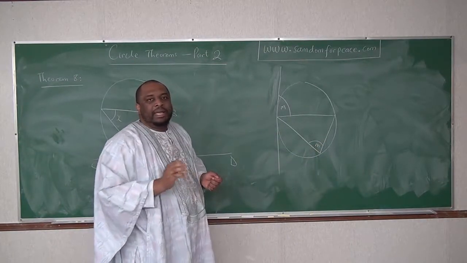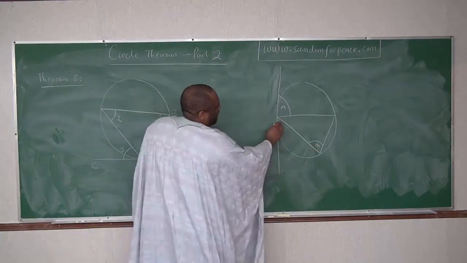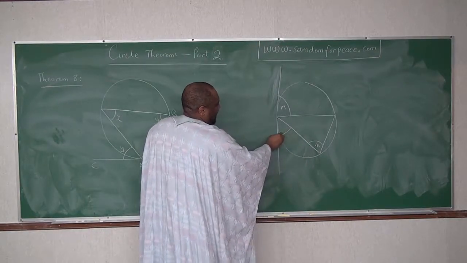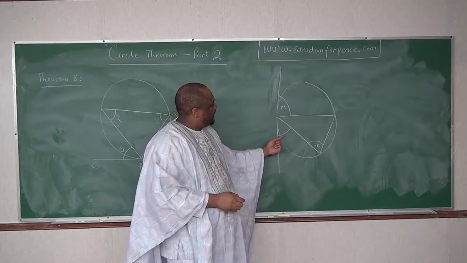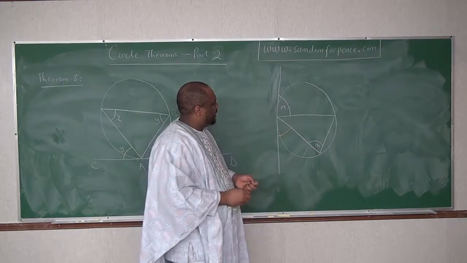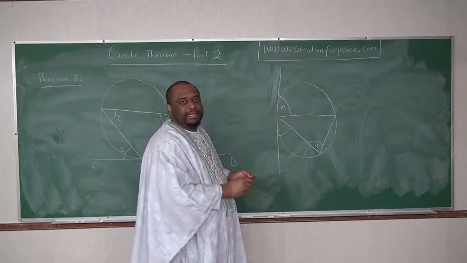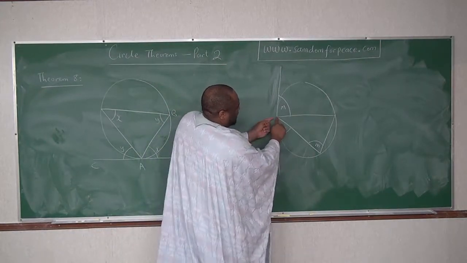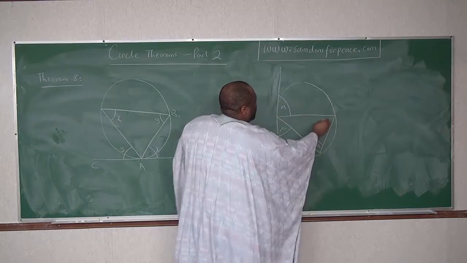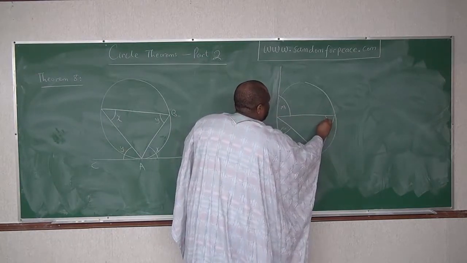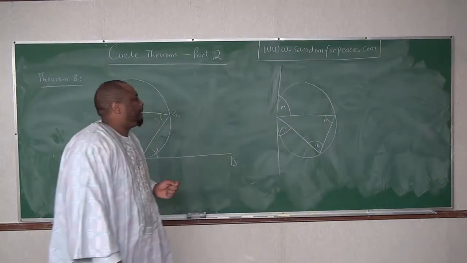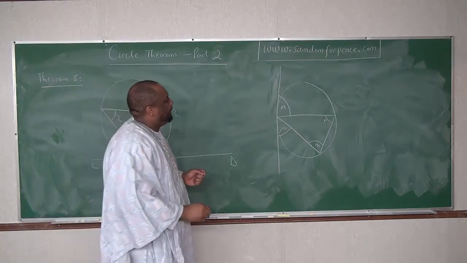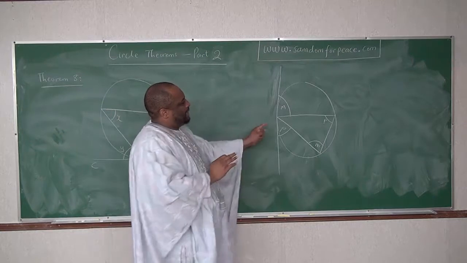Now, what if I have this here, the angle between this other chord and this tangent? Let me call it P. Then you see, with this circle here, it will be equal to the angle in the alternate segment, P here. You see that? So, that is how it works.